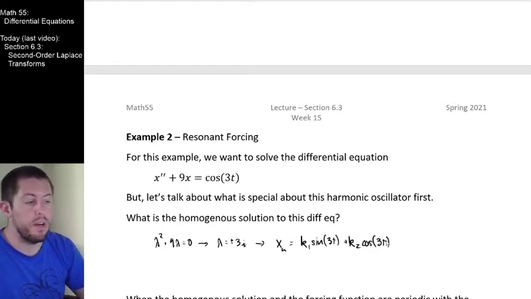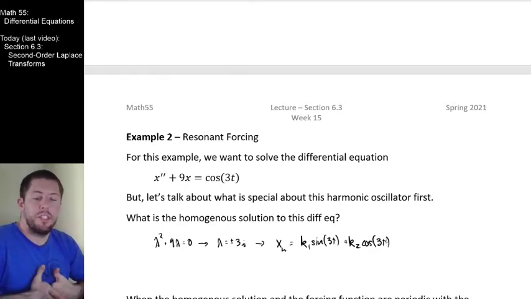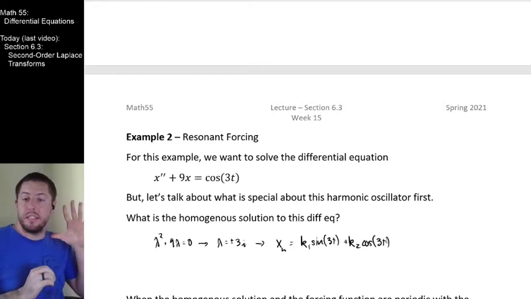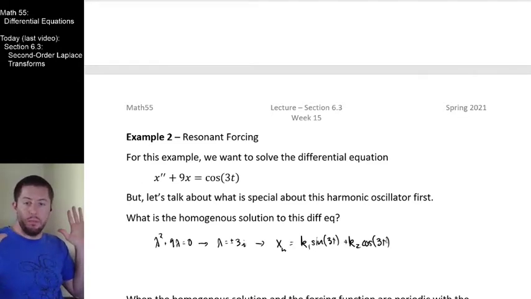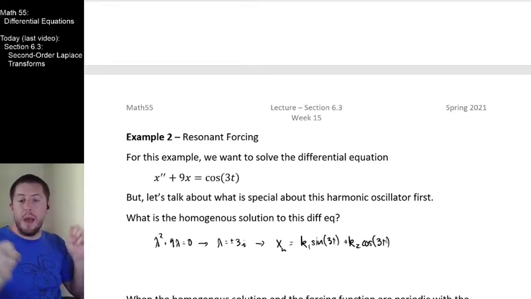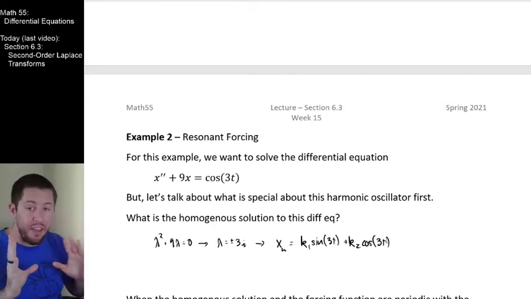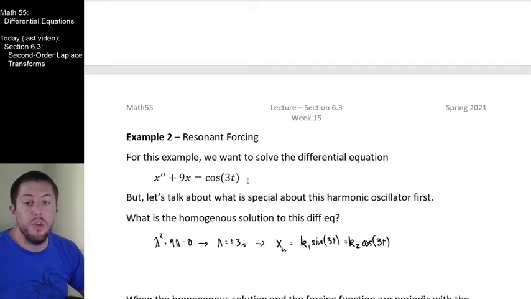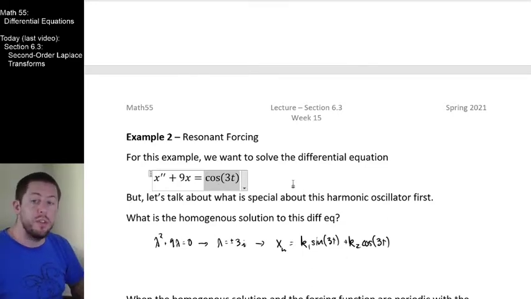Now here's the really important thing that's happening. This homogeneous solution is what would happen if we just set the system off and just let it go. Right? That's what the homogeneous solution is describing, as if we were just releasing it and nothing else happened. However, what you can see here is we are not doing that. We also have a forcing function of cosine of 3t.